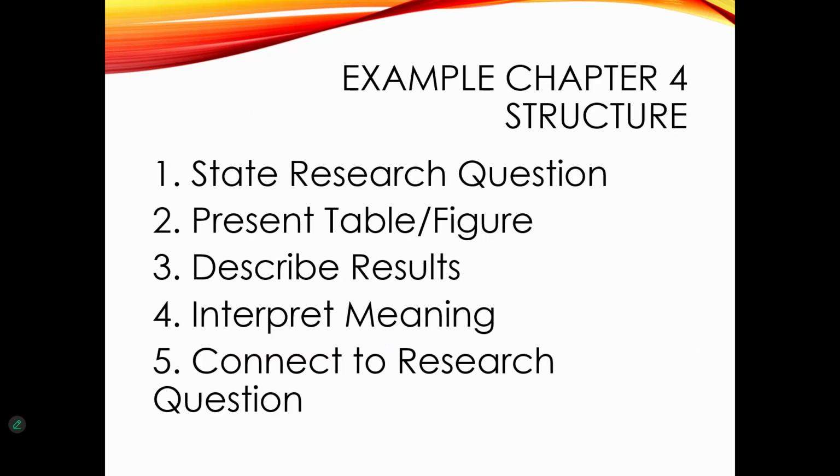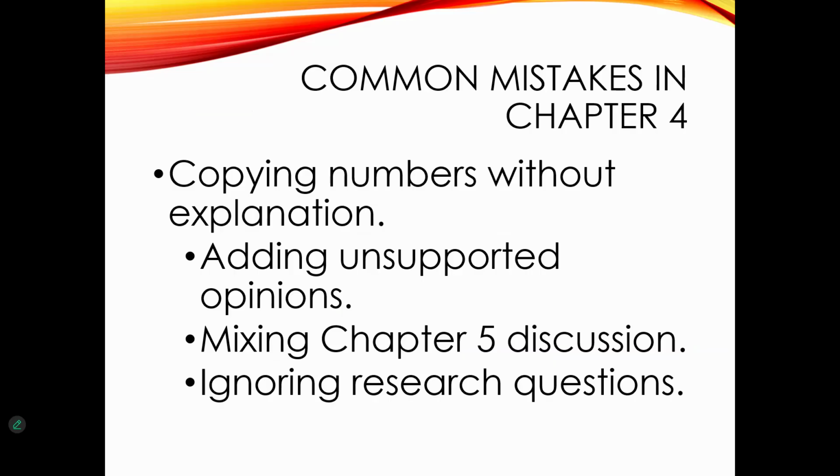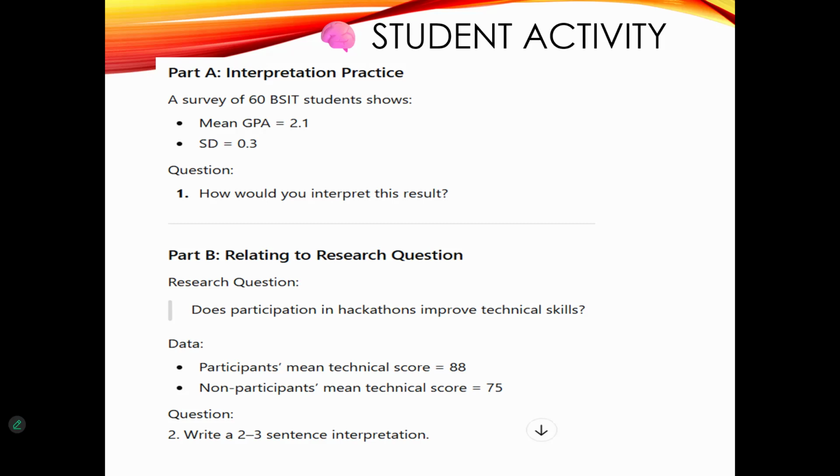Okay? So, again, let's have this example structure. The number 1 is the research question, and then you will present the table or the figure, and then you will describe the results. Then you will interpret the meaning, and finally, you will connect to the research questions and connect related literature. So, again, what are the common mistakes? Copying numbers without explanation, adding unsupported opinions, mixing chapter 5 discussion, and ignoring the research questions. So, these are mistakes. Avoid these mistakes. So, I hope you learned something in this discussion.